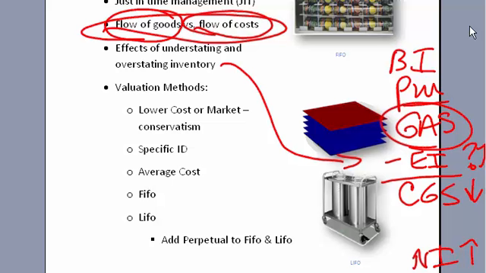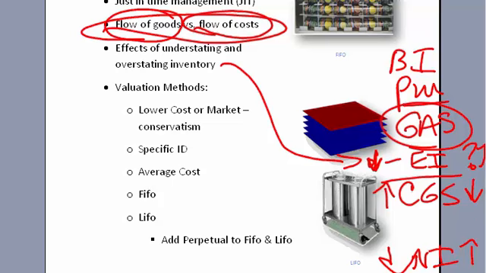If we reverse this and we understated our ending inventory, then our cost of goods sold, our expense, is going to be higher, and the higher our expense, the lower our net income.